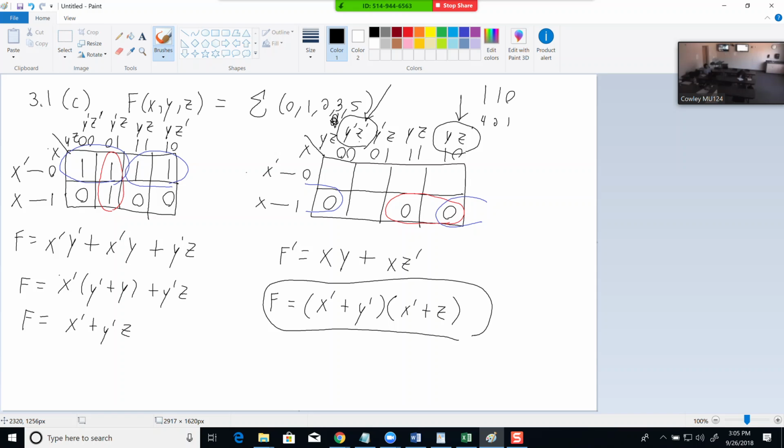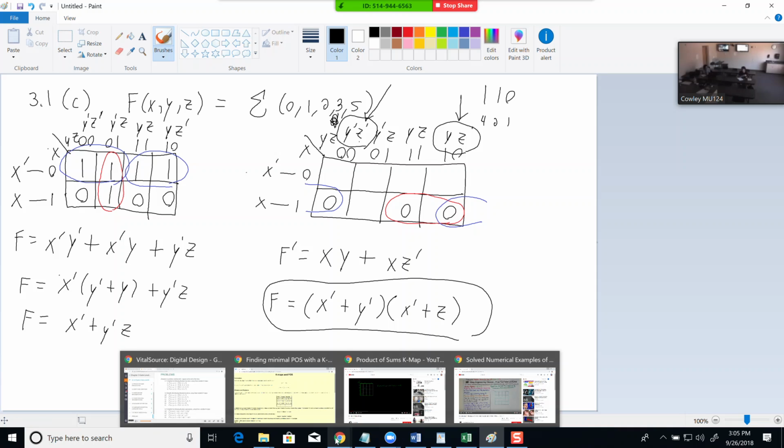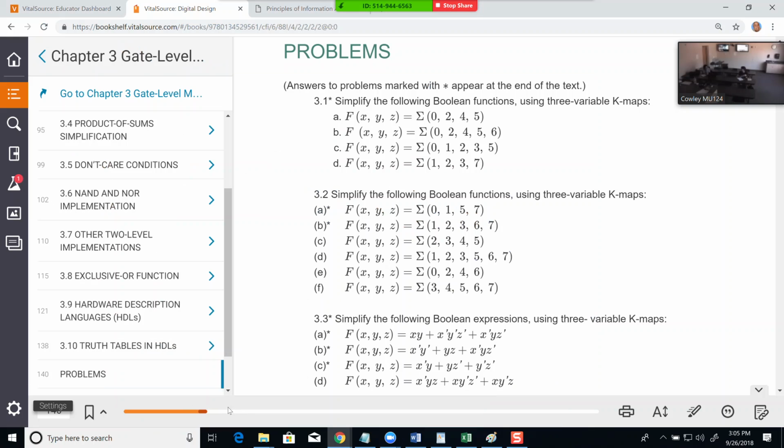Questions on that? Clear as mud? Well, that's the end of that section. Let's start talking about the next section. The don't care conditions.